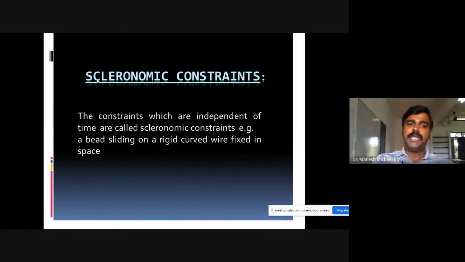Okay, suppose a bead sliding on a rigid curved wire fixed in space. Such a bead is fixed on a rigid curve, so it has only the motion along that wire, and it is independent of time. Such types of constraints are scleronomic constraints.